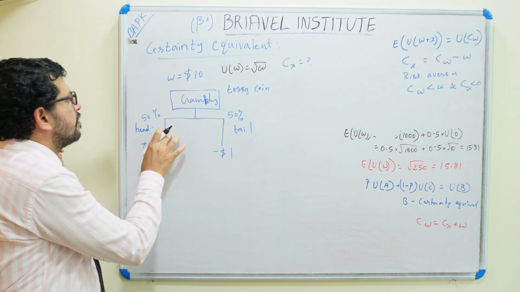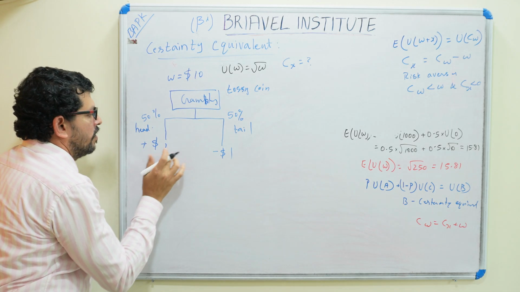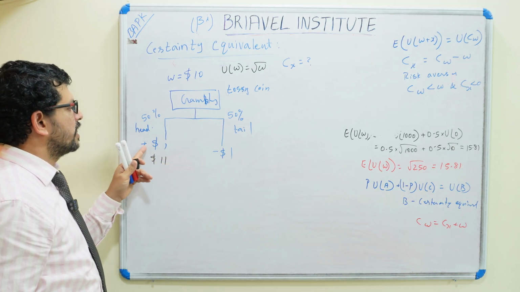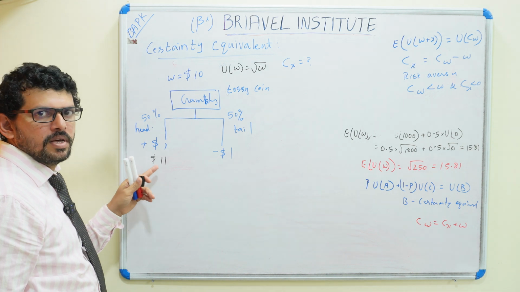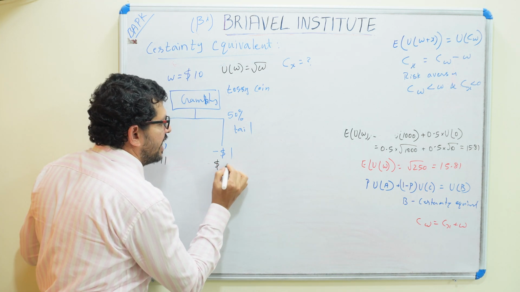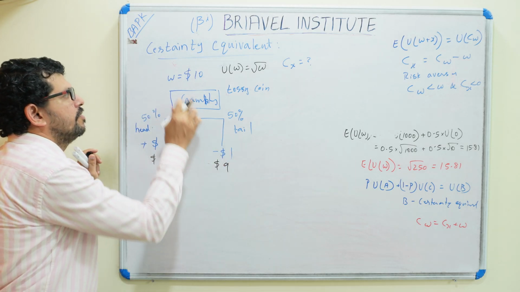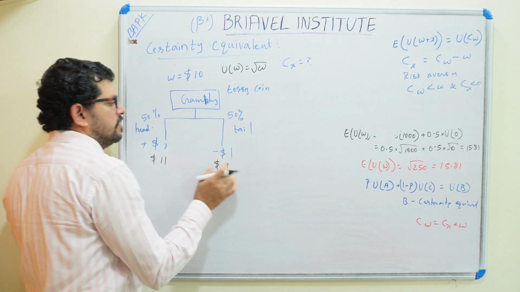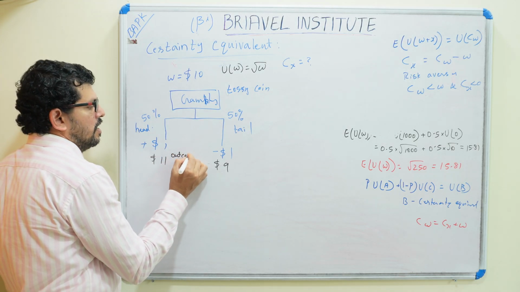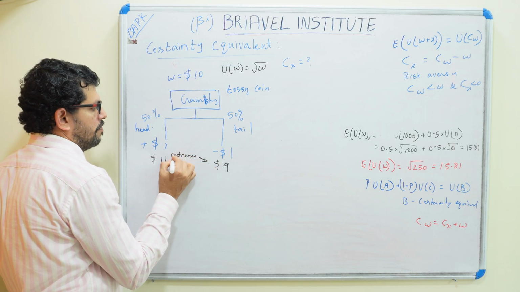So what will happen here? My wealth is $10. If I get a plus $1, my wealth becomes $11. Here my wealth becomes $9, because the $1 is gone from my initial wealth. So these are my outcomes. Both are my outcomes.